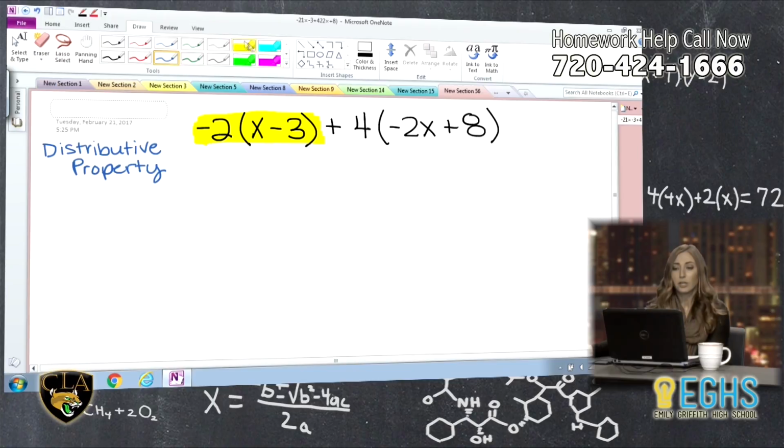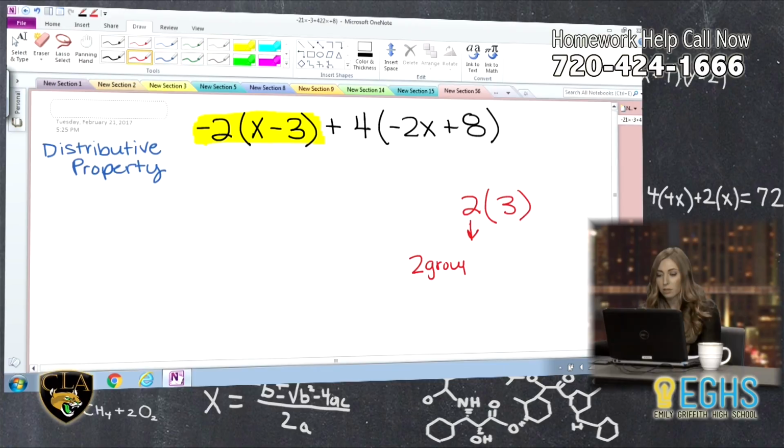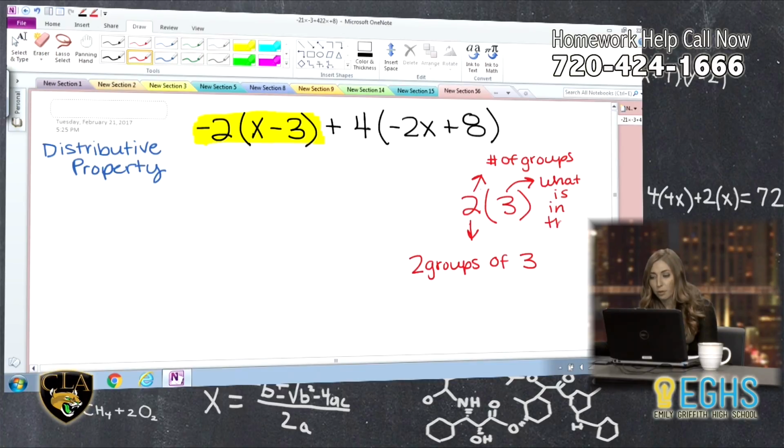And the distributive property is using the idea that multiplication is talking about groups. Let me give you a very simple example. Let's say I saw something like 2 times 3. What this really means is 2 groups of 3. So this front number is your number of groups, and inside the parentheses is what is in your group.